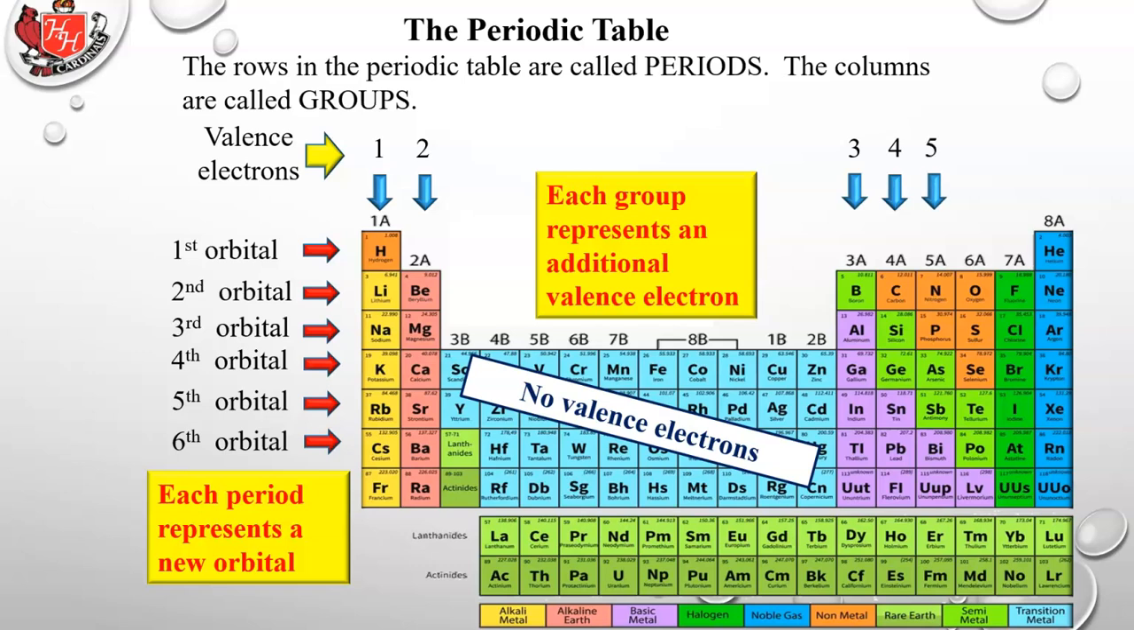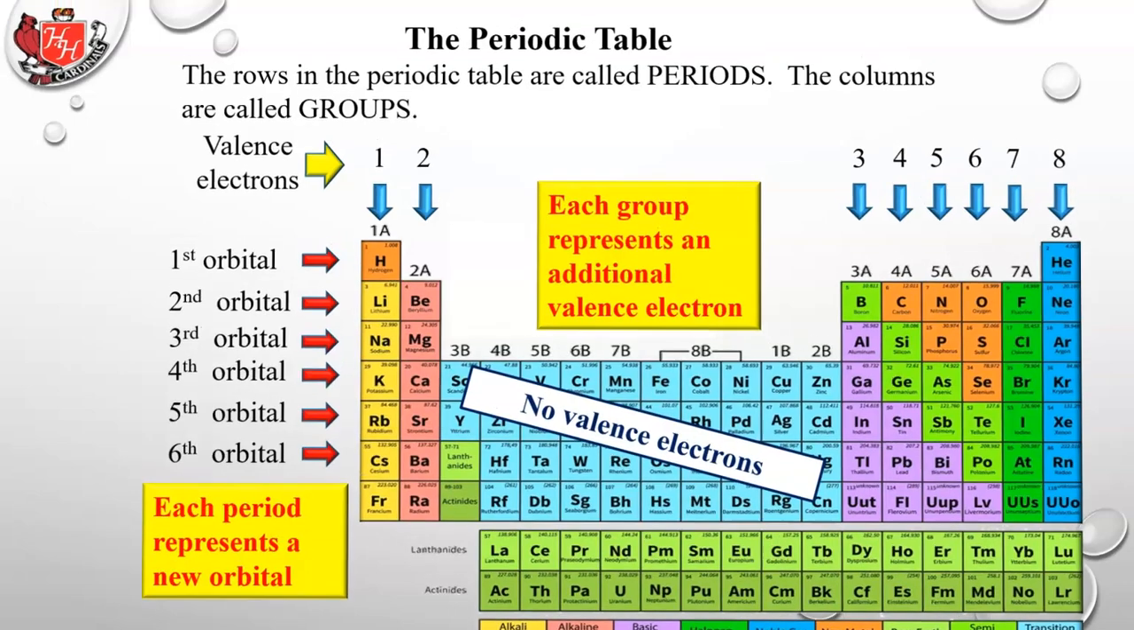Nitrogen and the elements below have five. Oxygen and the elements below have six. Fluorine and the elements below have seven. And the noble gases, the very last column, they have eight. They have a full valence orbital. And we will see how that provides stability for atoms and why atoms want to be like noble gases.